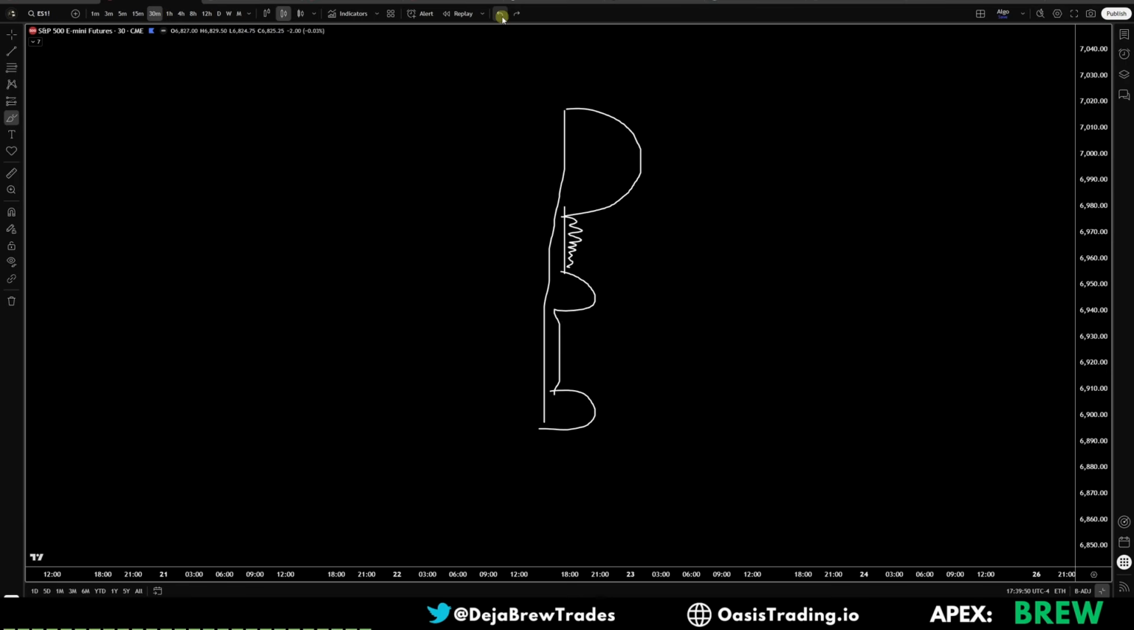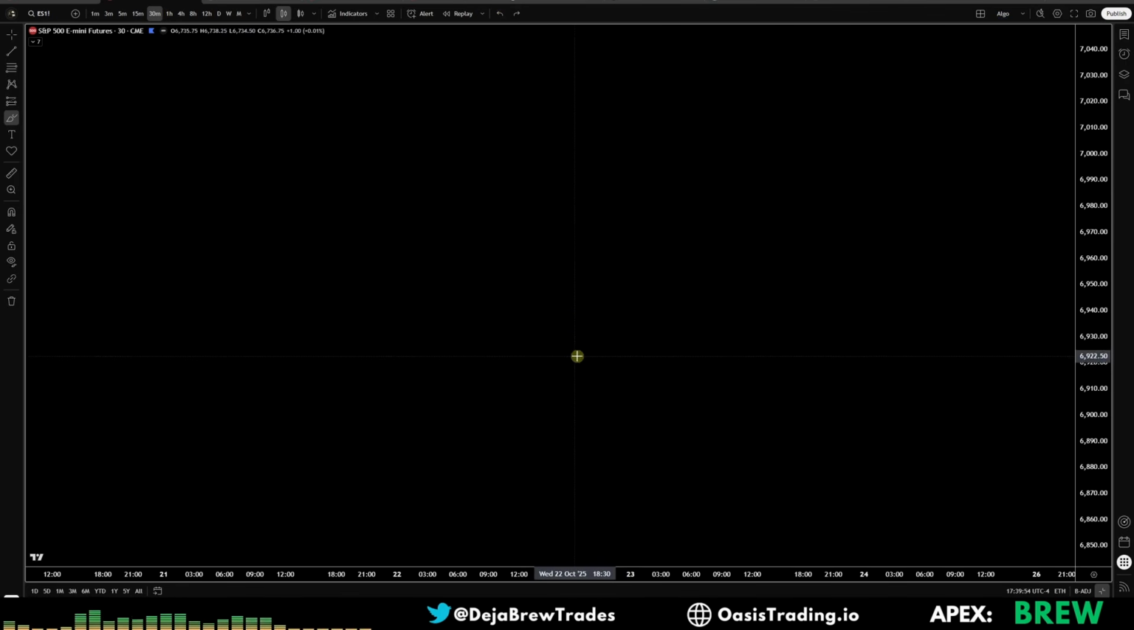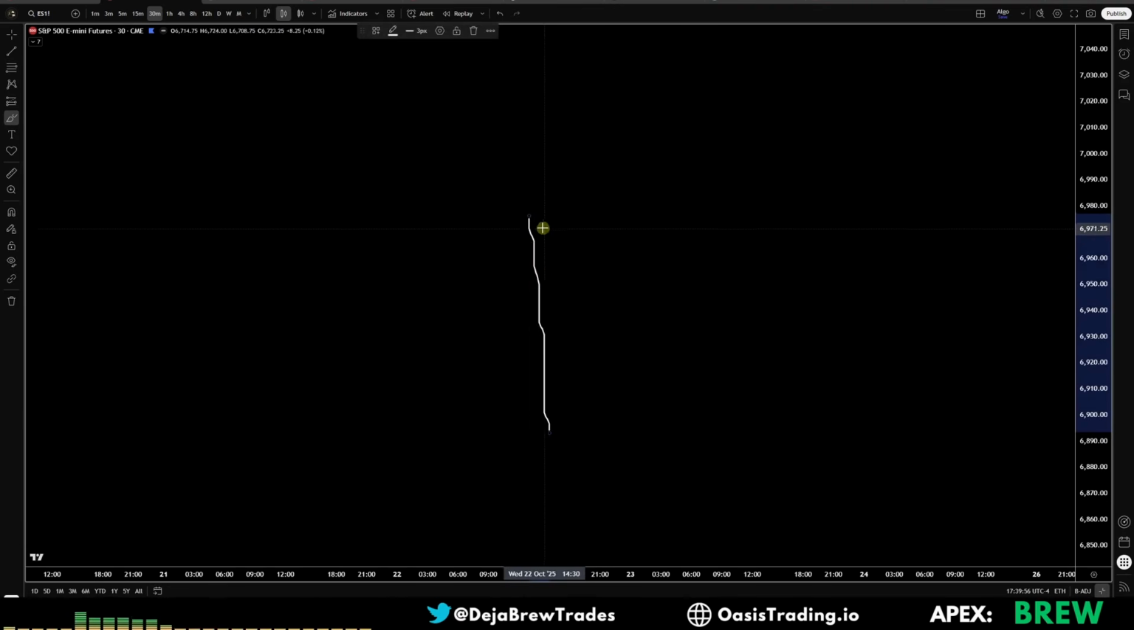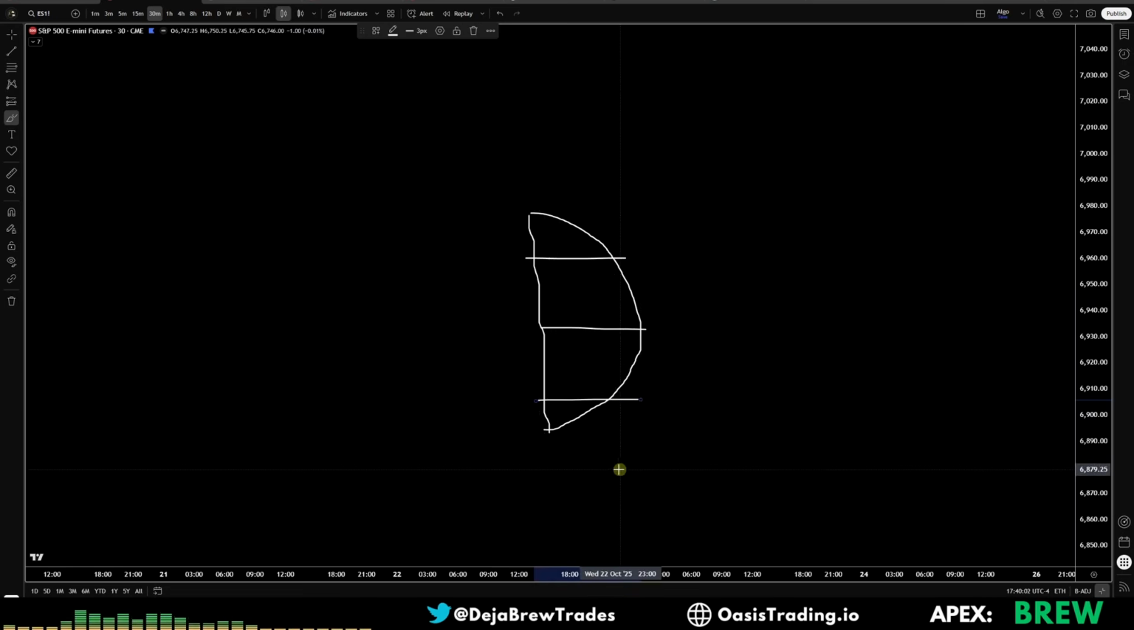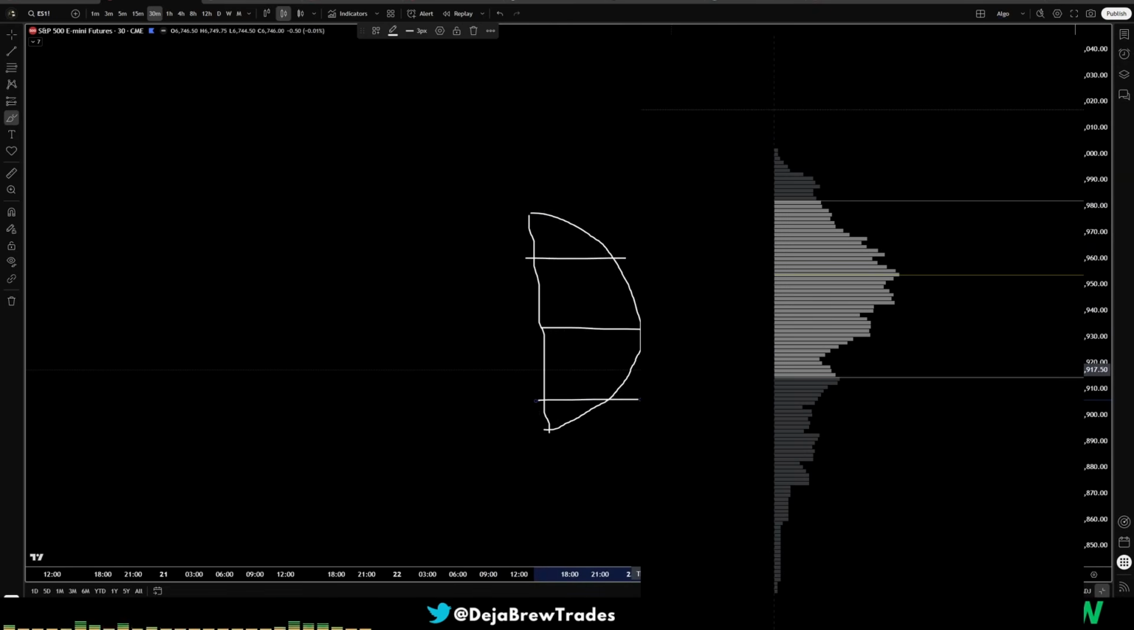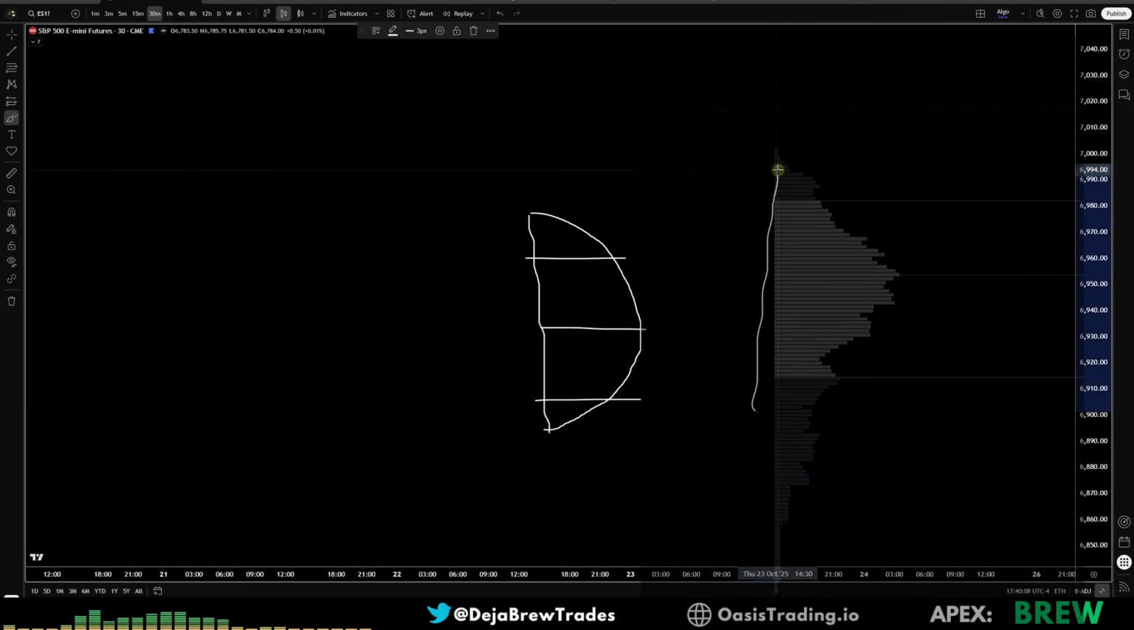Okay? So another thing you guys have to understand is shifting value. So if we have a balanced bell curve where our POC is towards the middle, our value high is up here, our value low is down here, this is what's known as a balanced profile, a D shape. It looks like the letter D.